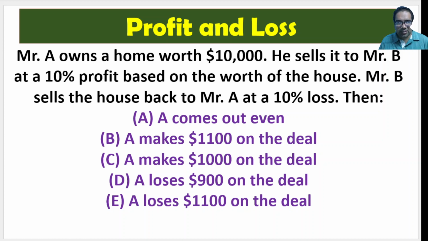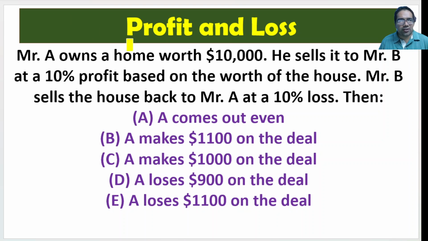Hi friends, here is a nice problem about profit and loss. Here, Mr. A has a house which is worth $10,000 and he sells it to Mr. B at 10% profit. And Mr. B again sells the same house to Mr. A at 10% loss. Now, in this whole episode, whether A made any profit or A made a loss, or A neither made profit nor loss, or if so, either profit or loss, what exactly is the amount?